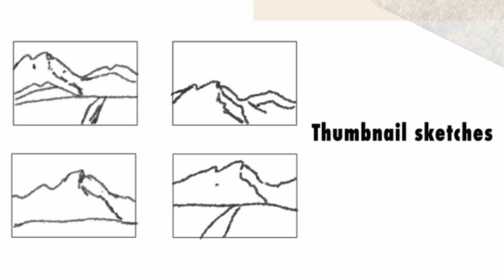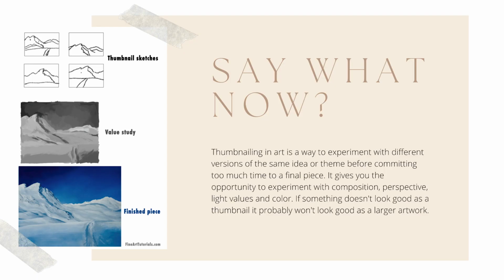So in the first slide, you can see this artist drew 4 small thumbnails of the same scene and then selected one that he liked best to do a value study and then developed that value study into a final piece. So before he did the final piece, he explored different versions of the same scene. So it's a way to experiment with different versions of the same theme before committing too much detail and time to creating the final composition.